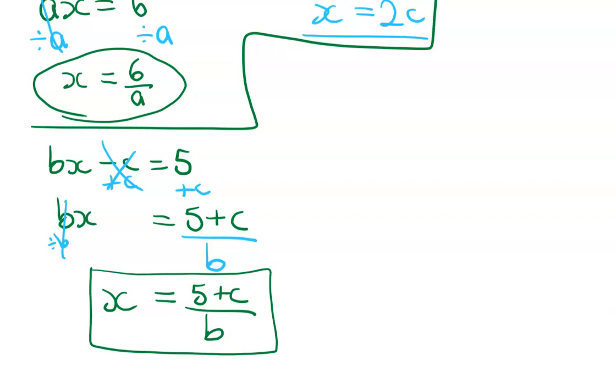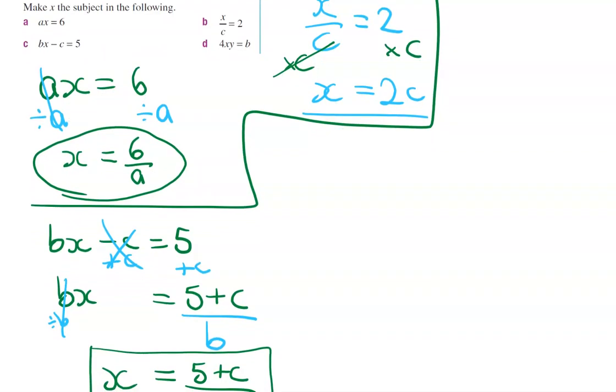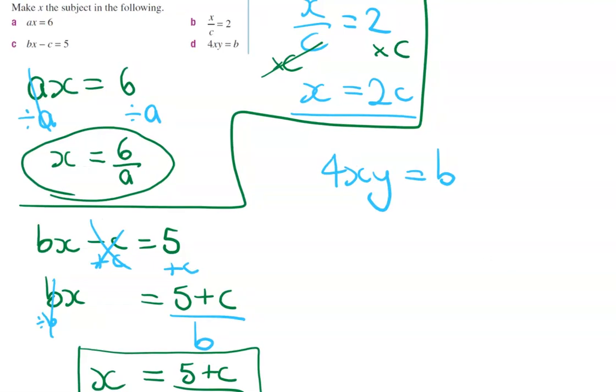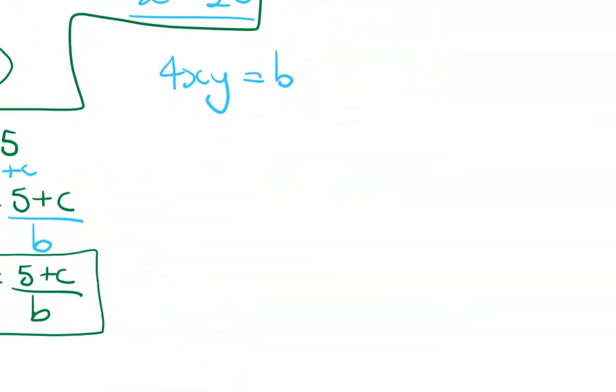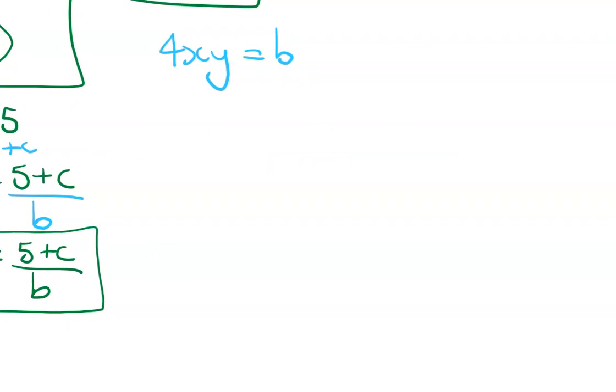Okay, we have one to go and that's D. Now D says 4xy equals b. Okay, we want x all by itself here. So 4xy equals b. I need to get rid of the times 4 and I need to get rid of the times y. So I'm actually going to do this all in one step. I'm just going to divide by 4y all together.